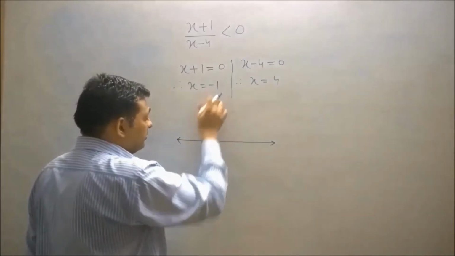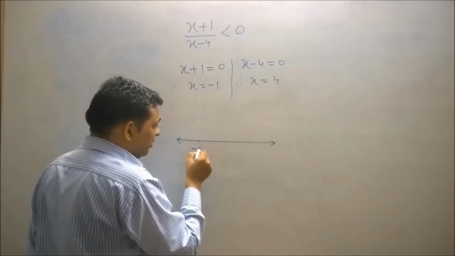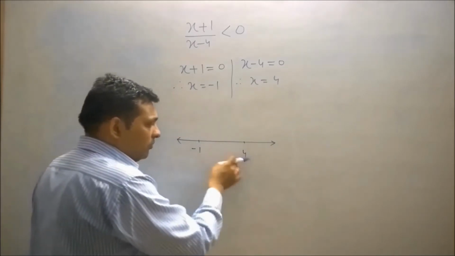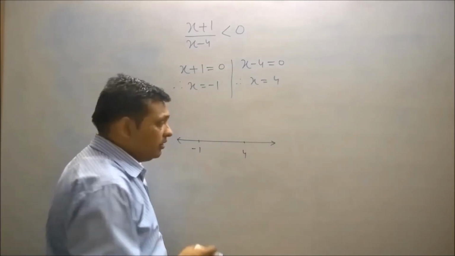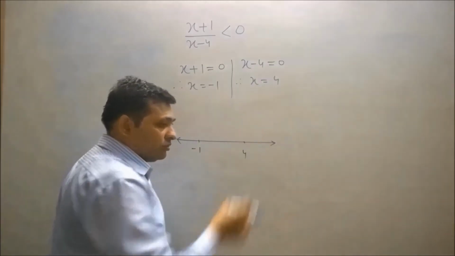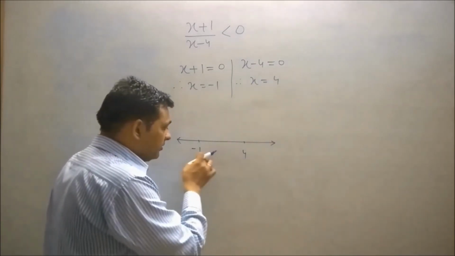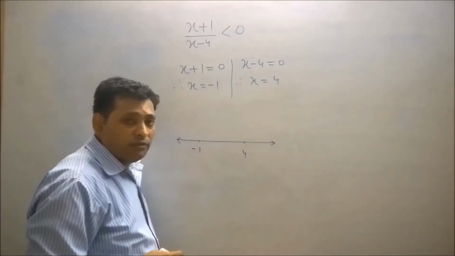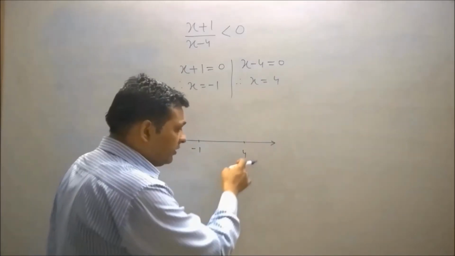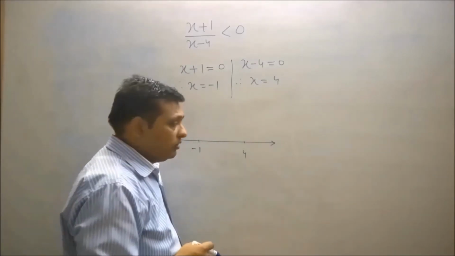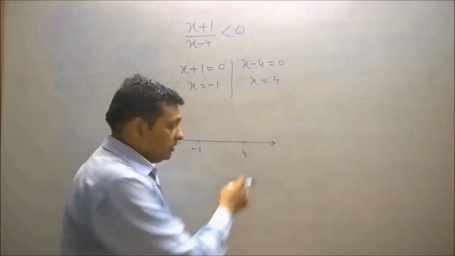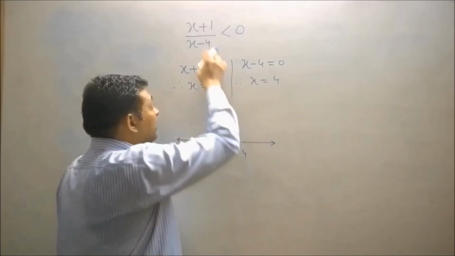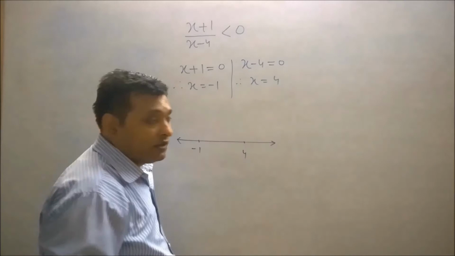Draw a number line. Let's say this point is -1 and this point is 4. These two critical points divide the number line into three parts. One part is to the right side of 4, another part is lying between -1 and 4, and the third one is lying to the left side of -1. Now pick any one point which is lying to the right side of 4. Let's say x = 5. Put this value of x = 5 in the given inequality.